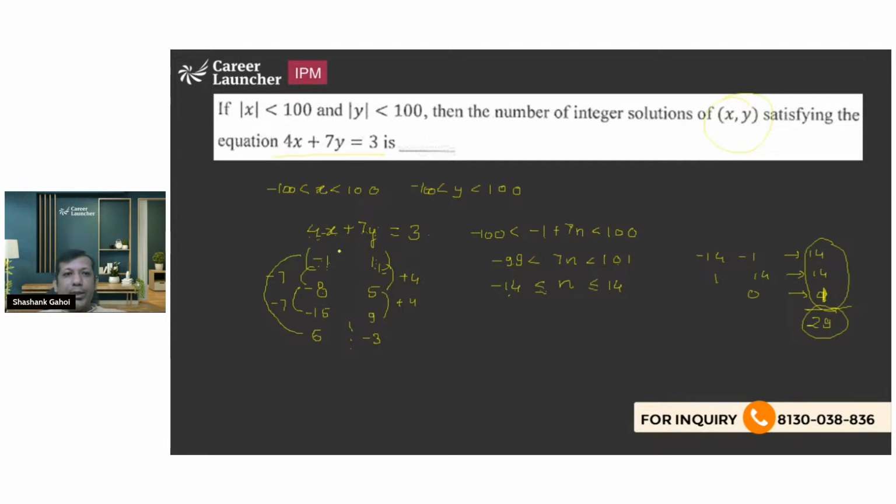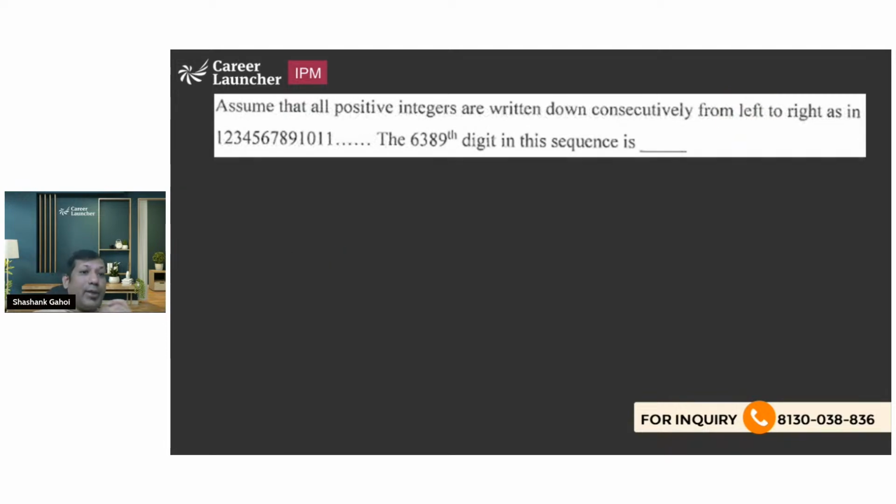Okay. Now let's move on to the next one. Assume that all positive numbers have been written down consecutively from left to right. So basically it is written 1, 2, 3, 4, 5, 6, 7, 8, then 10, 11. And the question is talking about the 6389th digit. How will we approach this question?